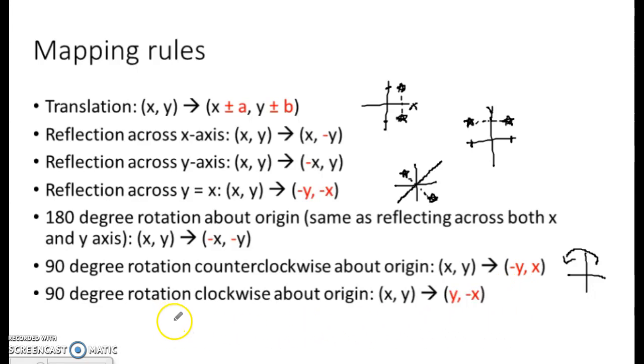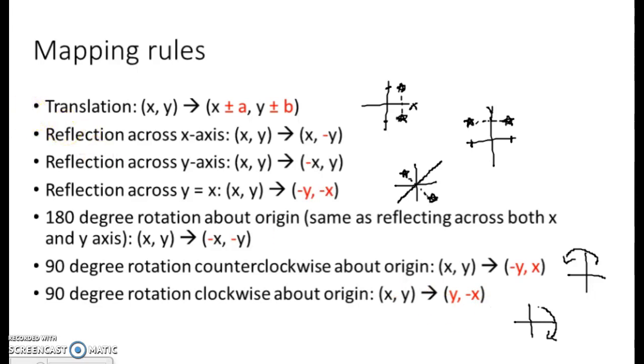All right, a 90-degree rotation clockwise about the origin, you would want to move one quadrant in the clockwise direction. And in order to do that, you switch x and y, and you change the sign of x.